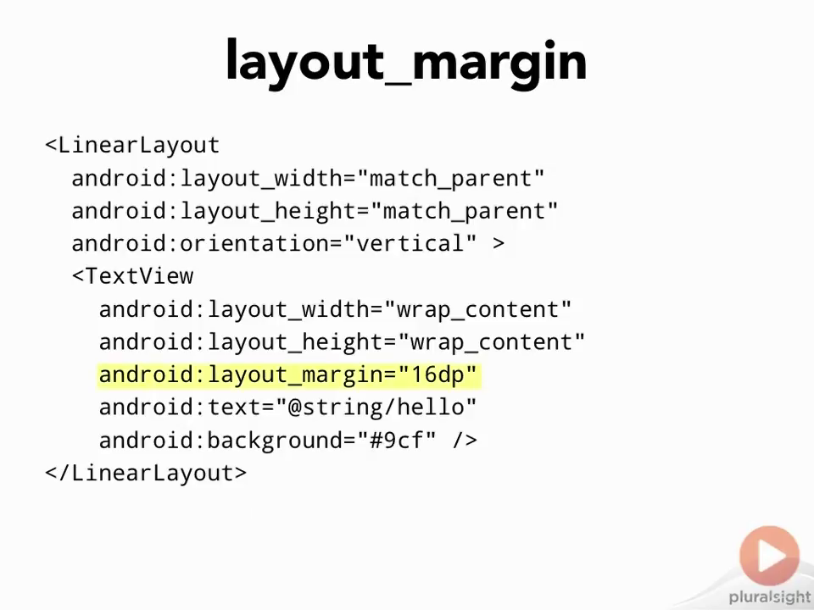Indeed, I added margin. Here you can see that I added the attribute layout_margin to be 16 dp. Remember, dp is the unit that will scale to different device densities.